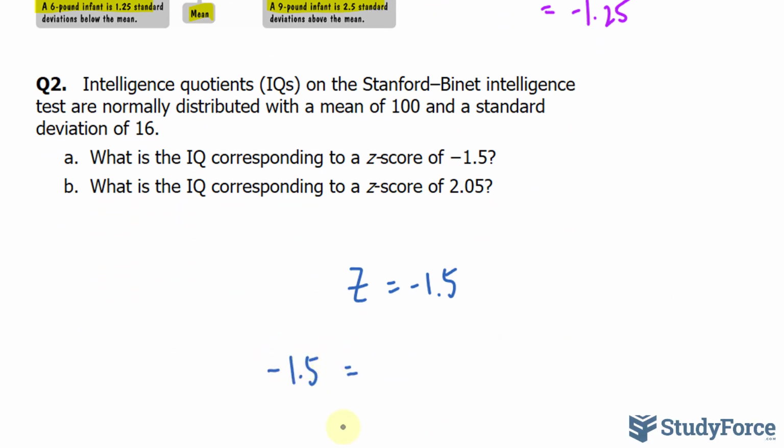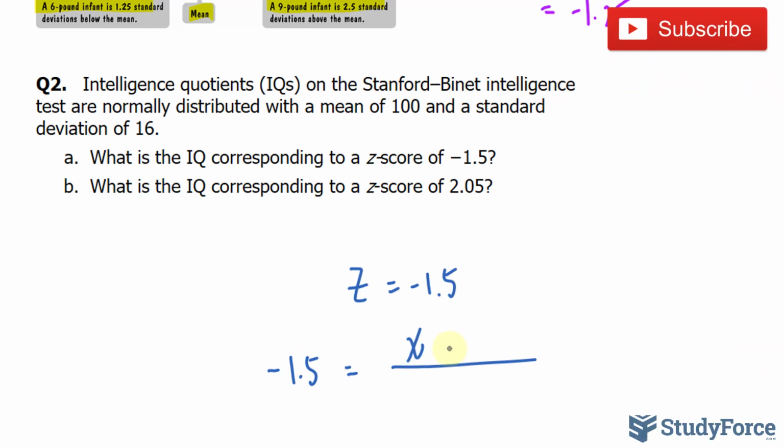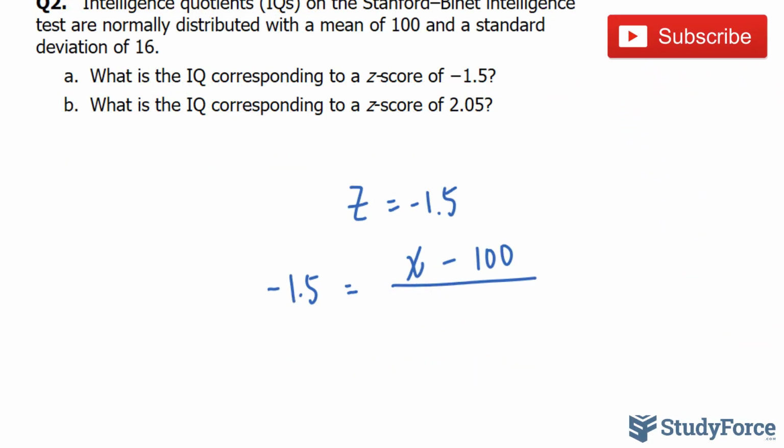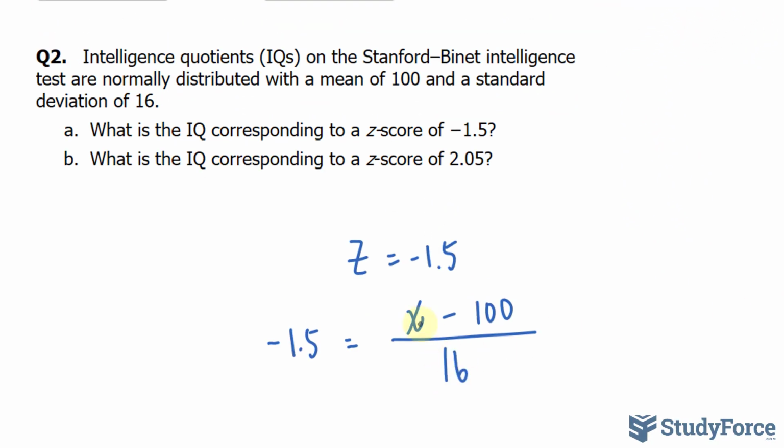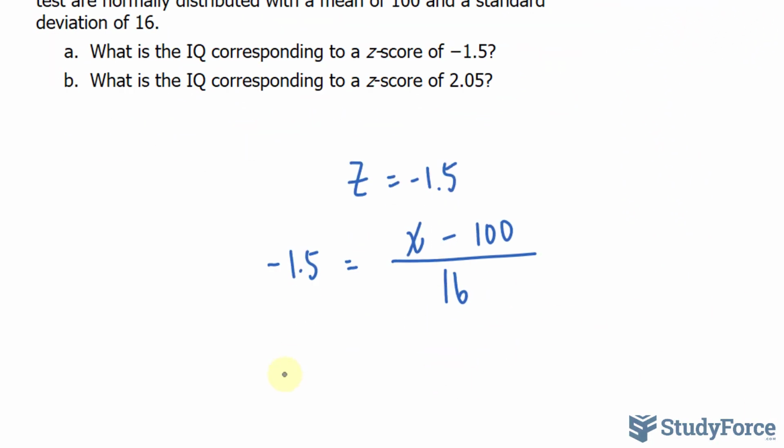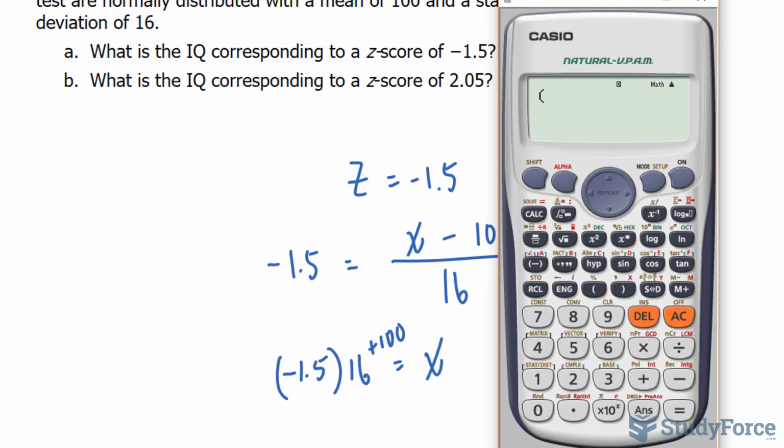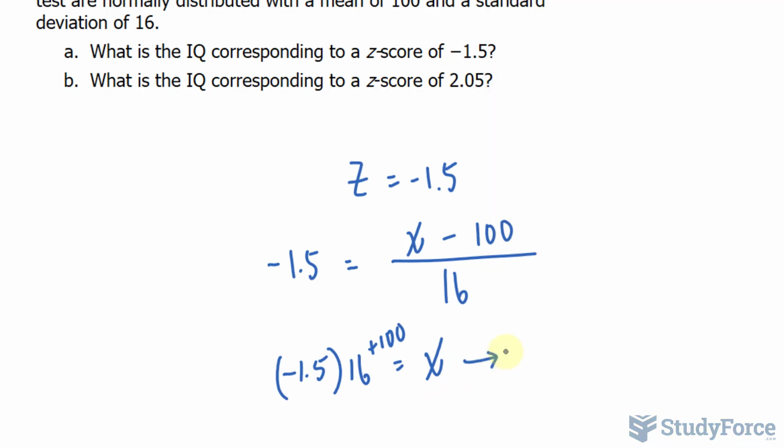Negative 1.5 is equal to, we don't know our data item, so I'll represent that as x, but I do know my mean, it's 100, divided by the standard deviation of 16. We now have to solve for x. Multiplying both sides by 16, negative 1.5 times 16 is equal to x minus 100, bringing that 100 over here. Using our calculator, negative 1.5 times 16 plus 100 gives us 76. Therefore, the IQ corresponding to a z-score of negative 1.5 is 76.